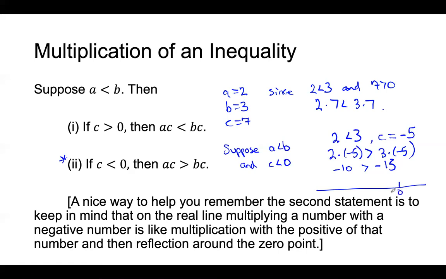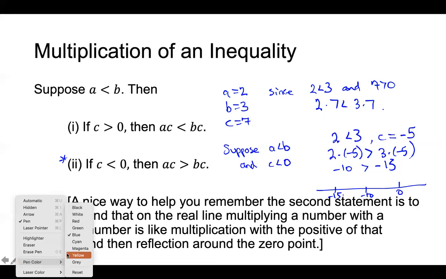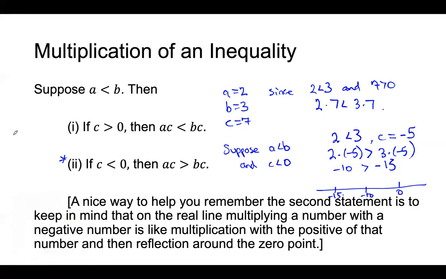And you can see this on the number line. Let's say you have 0 here, -10's here, and -15's here. So the inequality makes sense. Let's write in red to make sure. Just a little side note so you don't forget.